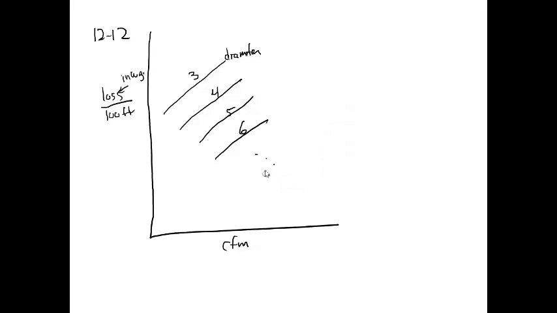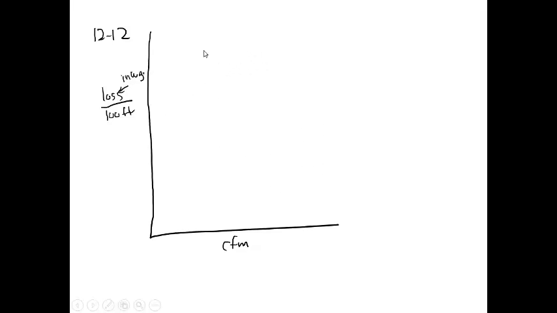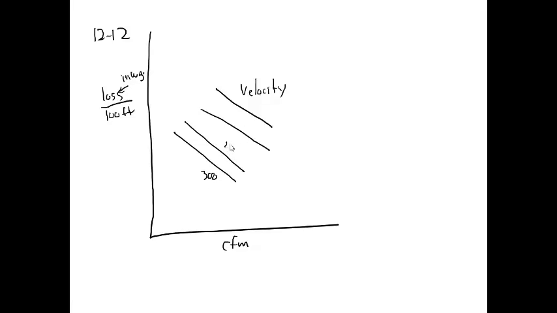Okay, so I'm going to go ahead and erase that. Going the other way, on this diagonal, you will find velocity. If you look all the way to the bottom left-hand side, you should see 300 feet per minute, 400 feet per minute, 500 feet per minute, and so forth.